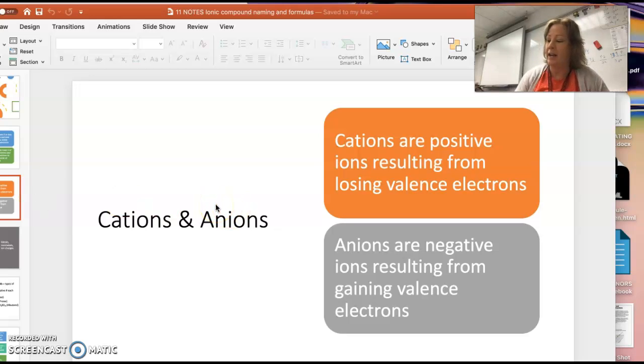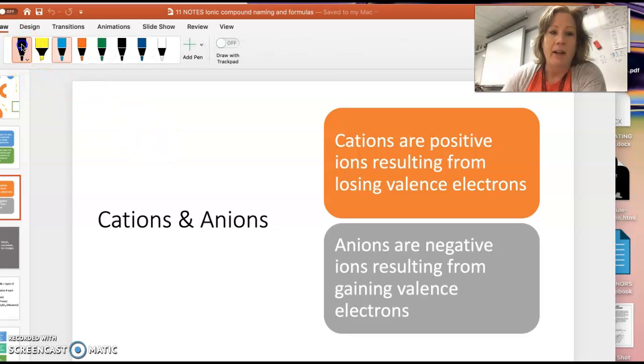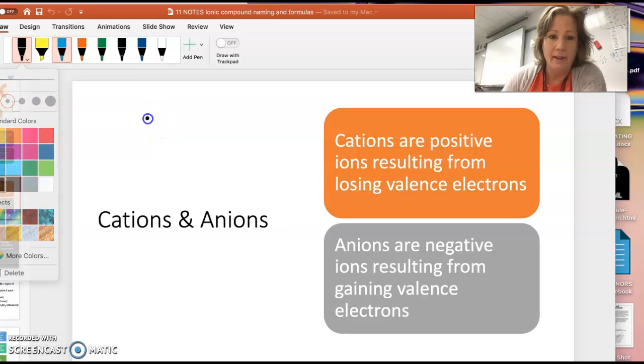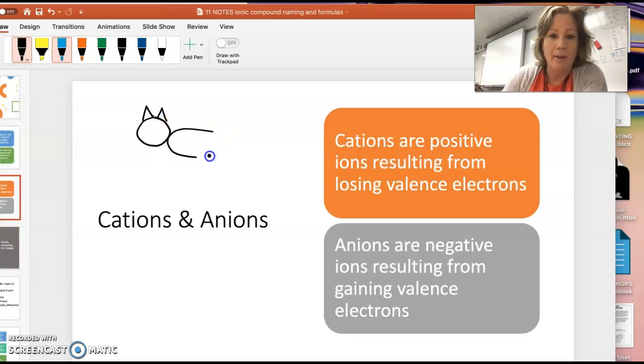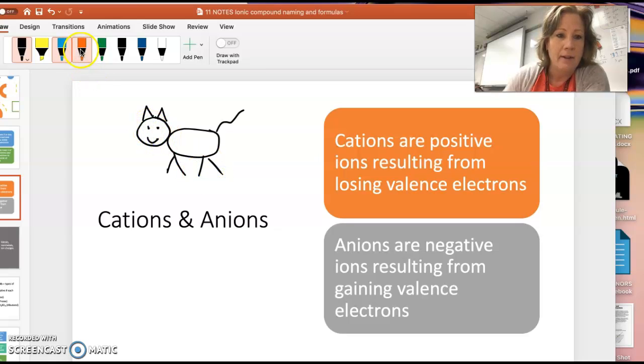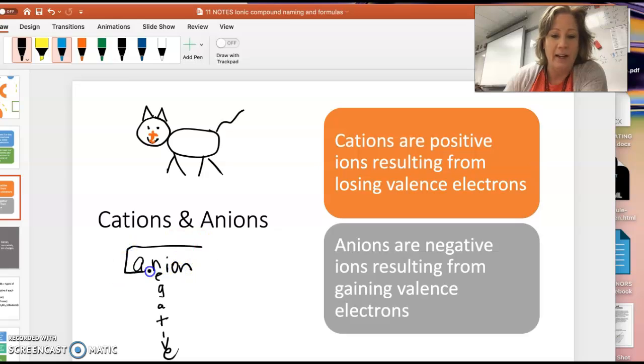So we have something called cations and anions. Cations are positive ions, so the metals form cations. I have a way to remember this. This is a cat, and there's the positive. So the cation is positive, like a paw. Anyways, and then anions, you can think of a negative ion. So there's the word anion.